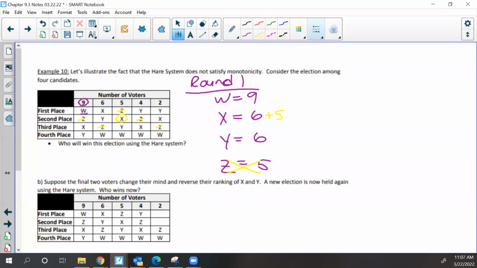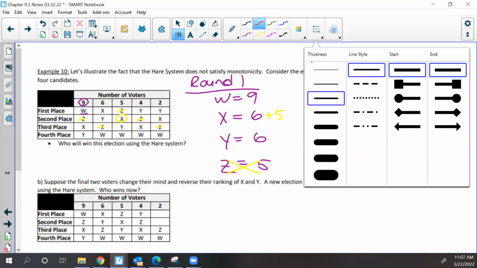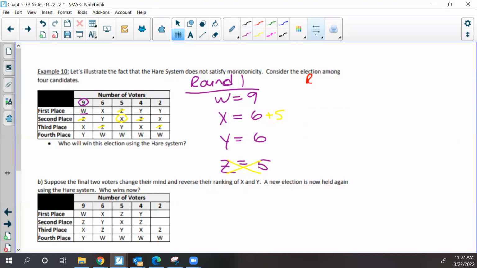So now we go to round 2. And so round 2, we just add up these totals. W still has 9, but now X has 11 and Y has 6. Their totals haven't changed. So when you cross them out, why don't you just cross them? Oh, okay. So the votes get redistributed. It's on the column. It goes like Z, X, Y. Yep. We go by the column. Okay. That's right. That's a good observation. I should have said that.